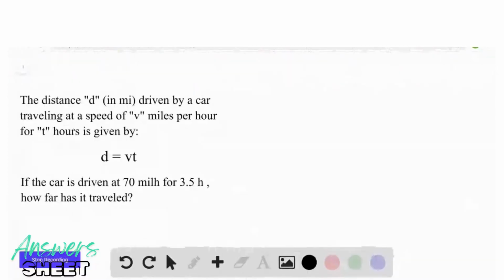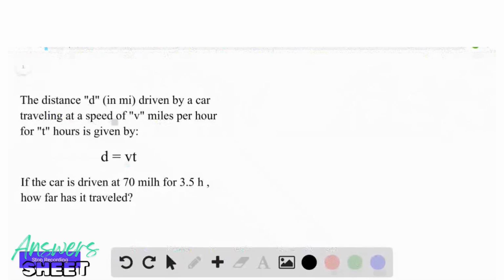So we're given this problem by Numerade, and reading it out loud together, we have this problem. The distance d in miles driven by a car traveling at a speed of v for t hours is given by d equals vt. So if the car is driving at 70 miles per hour for 3.5 hours, how far has it traveled?